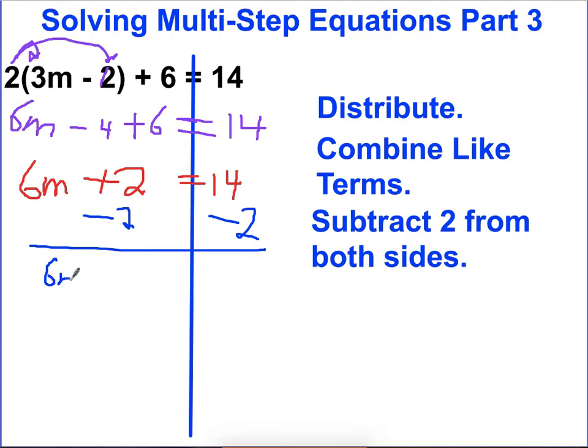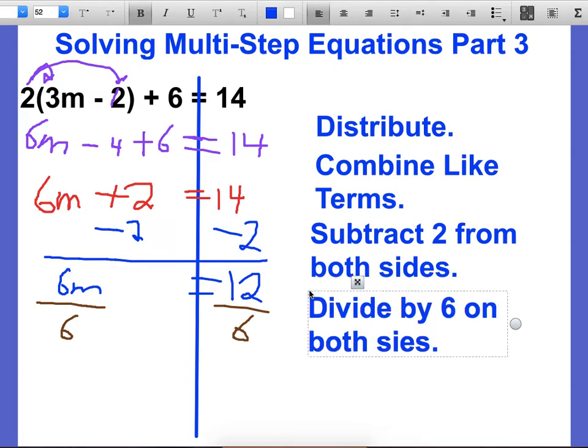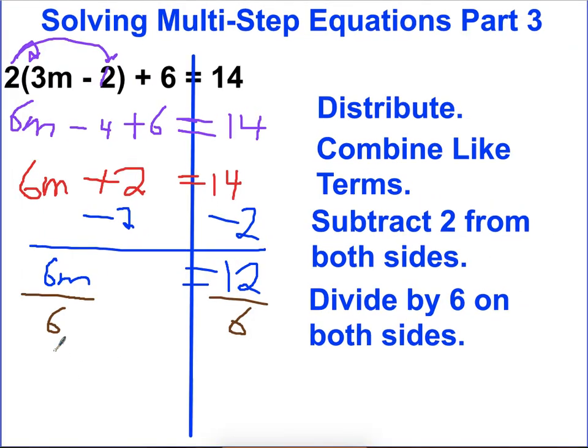So I'm going to have 6m here, and on the right side I'm going to have 12. And then 6m, let's think about that. I would divide by 6. And we're going to say divide by 6 on both sides. So then we get m equals 2. And that's our solution.